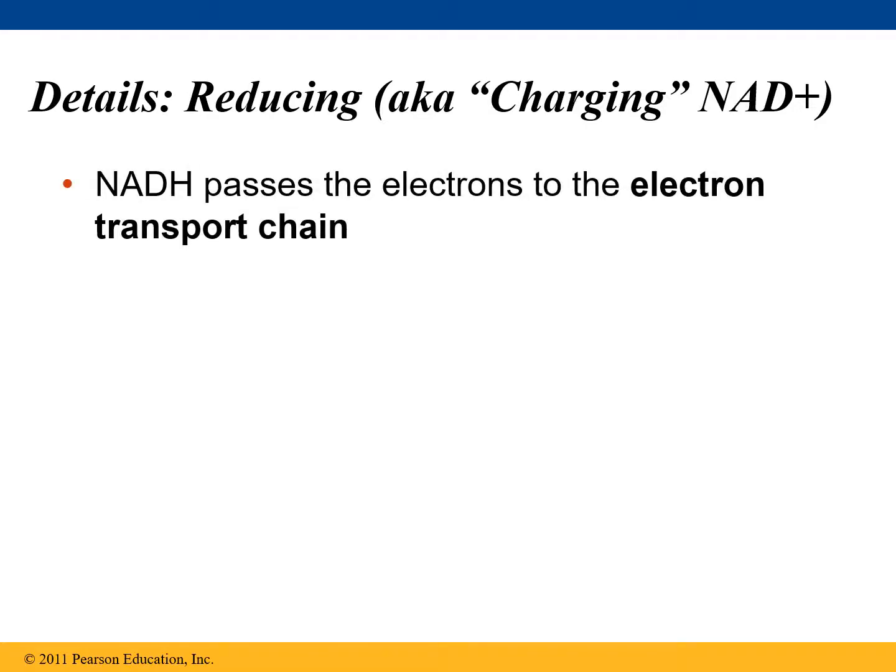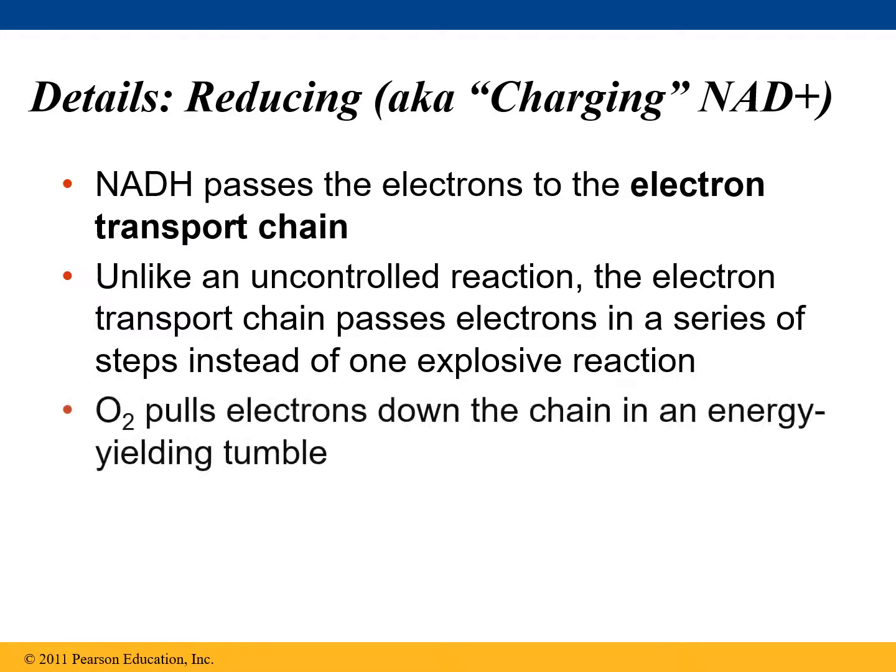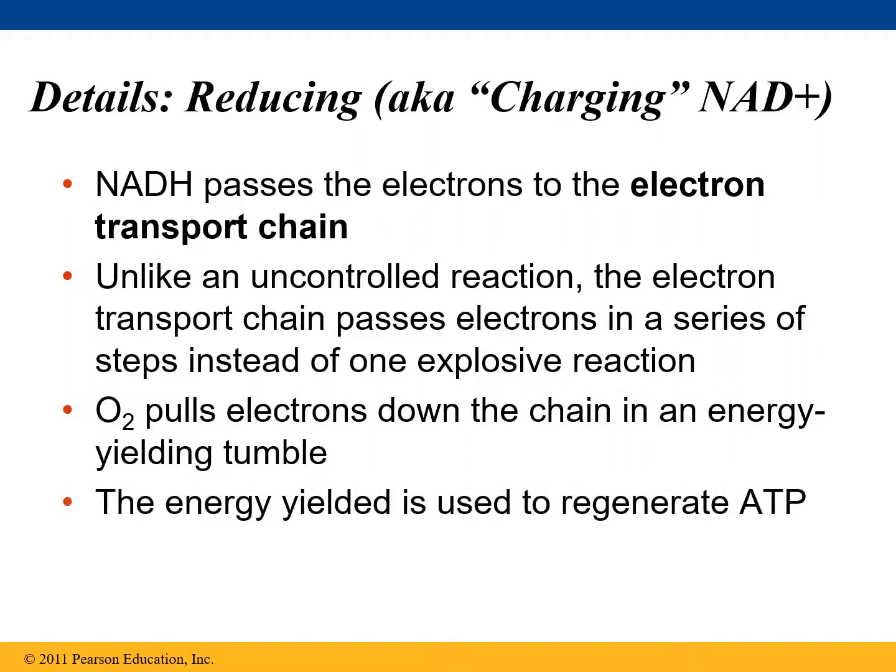A couple points here when we see NAD+ being reduced. It's passing the electrons. Eventually, it's going to pass the electrons to this thing called the electron transport chain. You'll see that later on. Unlike an uncontrolled reaction, the electron transport chain passes those electrons in a series of steps instead of just one explosive boom. We'd say that oxygen pulls the electrons down the chain in an energy-yielding tumble. That energy is used to regenerate ATP.